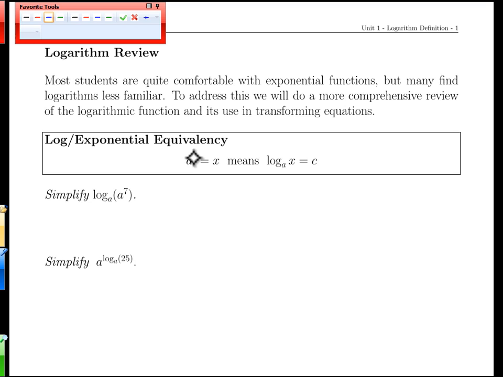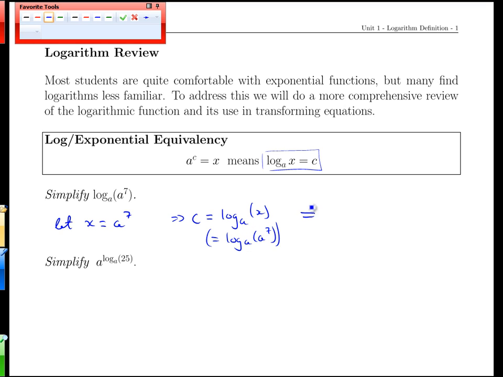If we have a to some power c gives us x, that's turning an exponent into a value. We can take that value, use it as the input for log, and get the exponent back. In particular, if we consider an example like log base a of a to the 7, let's let x equal a to the 7. We're asked to calculate log base a of a to the 7. So let's say that c is log base a of x, which is back to our original statement of a to the 7.